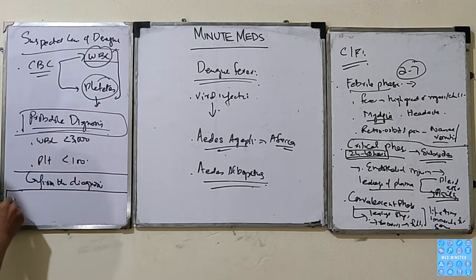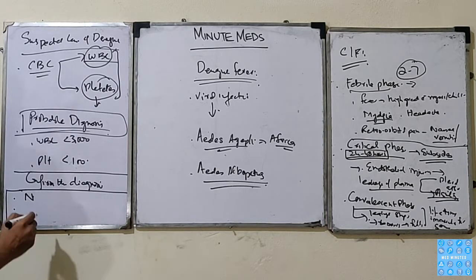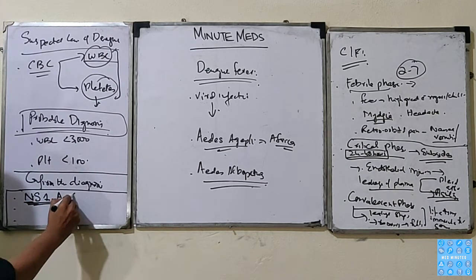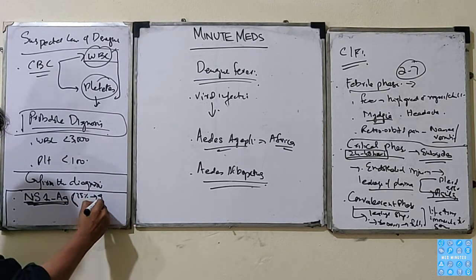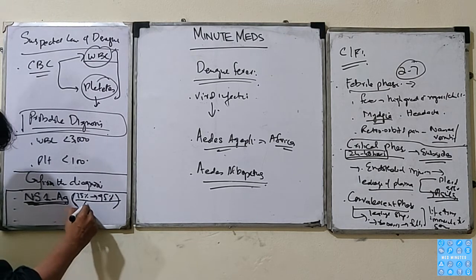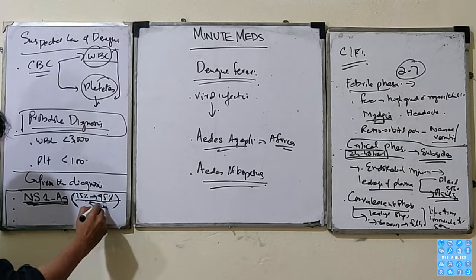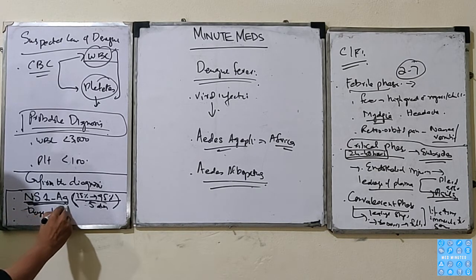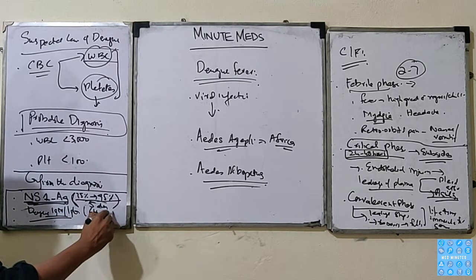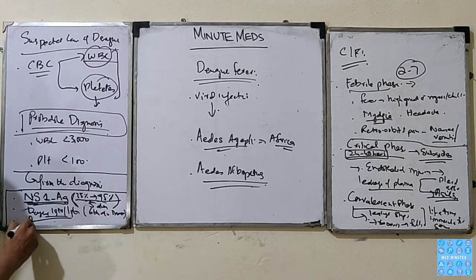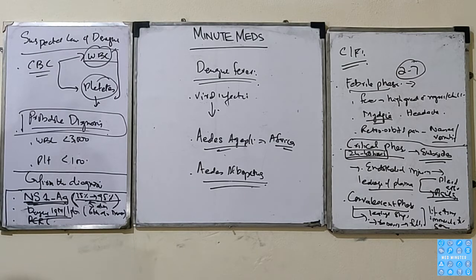I will confirm the diagnosis by doing tests. There are multiple tests, but if the patient comes within 5 to 7 days of the illness, we do the NS1 antigen. These are usually 75% to 95% sensitive, and sensitive and specific for the first 5 to 7 days. From the 6th day onward, we prefer to do dengue antibodies, IgM or IgG. There are other modalities, such as PCR for the dengue virus, but these are usually for research purposes, not for diagnosis in hospitals.